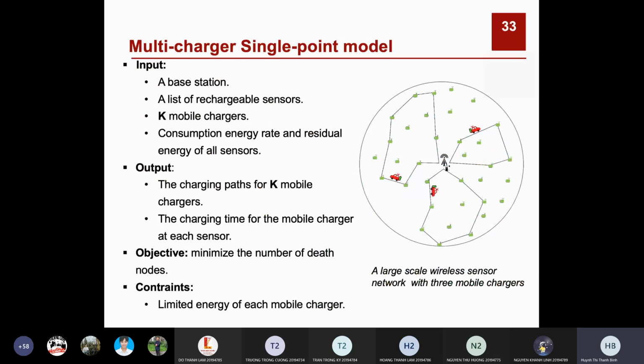And another problem is the multi-charger single point model. It can be applied to large-scale wireless sensor networks. In a large-scale wireless sensor network, we cluster all the sensors into some small groups. For example, in this picture, we divide all the wireless sensors into 3 clusters, 3 groups, and then we apply the previous problem's solution to each small group. So here we have 3 mobile chargers and 3 clusters.